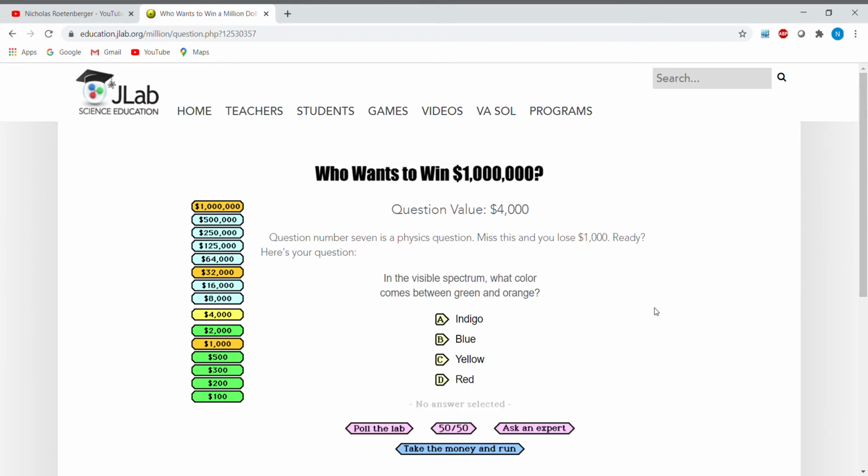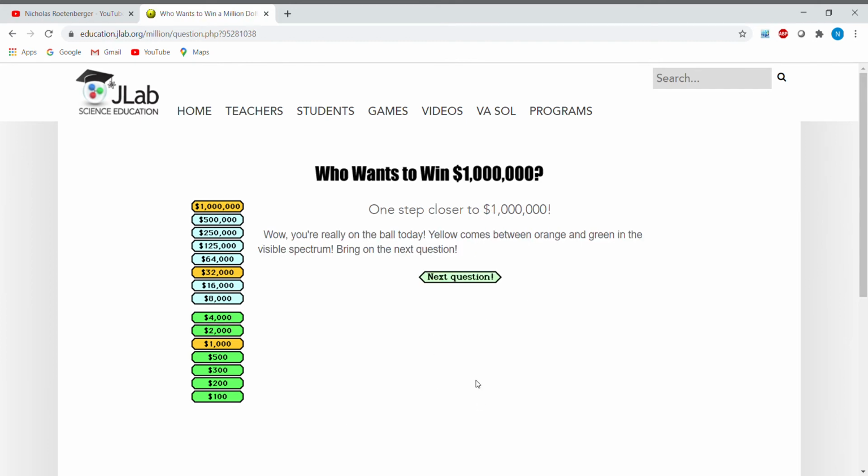In the visible spectrum, what color comes between green and orange? Indigo, blue, yellow, red. Red, orange, yellow, green, that would be yellow. We got $4,000. For $8,000.